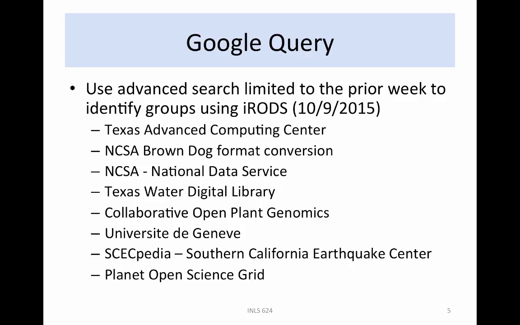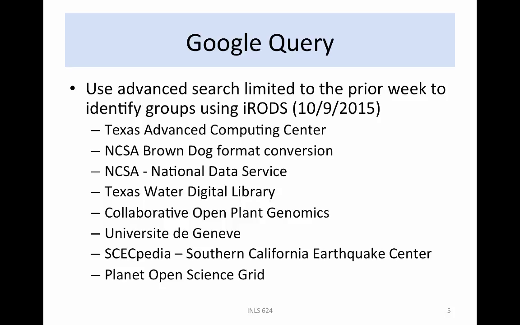A simple way to identify current projects using data grids is to do a Google query for iRODS using the advanced search feature to limit the results to sites that have made changes within the last week. An example for a query issued on October 9, 2015, lists projects in the US and Switzerland.